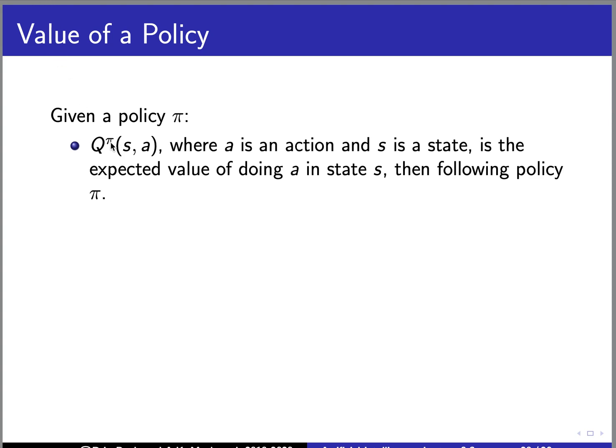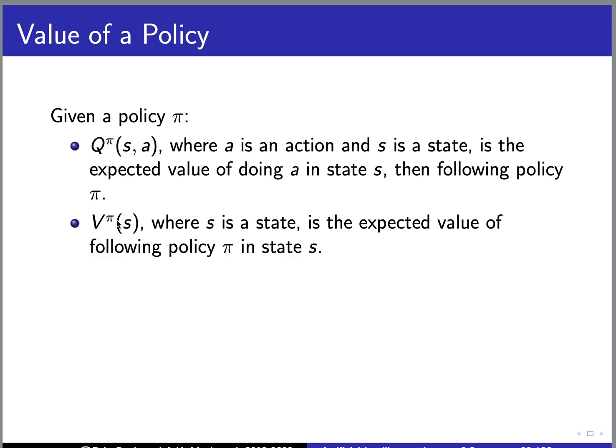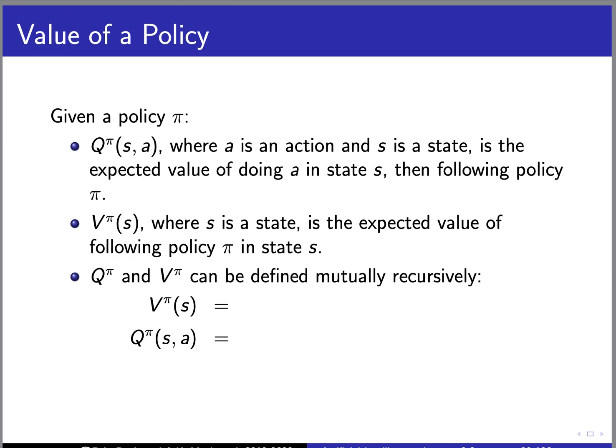Because once you've specified the policy, it's just a Markov chain. Okay? So once given a policy, it's just a Markov chain, and now we're going to do A, then we're going to follow pi. Okay, and then we're going to have V pi of S, where S is the state, which is the expected value of following the policy in the state S. And it turns out that these two can be defined mutually recursively, V pi of S and Q pi of S. If you think about what these are, V pi of S is sort of the same as Q, but the action is going to be just follow the policy.